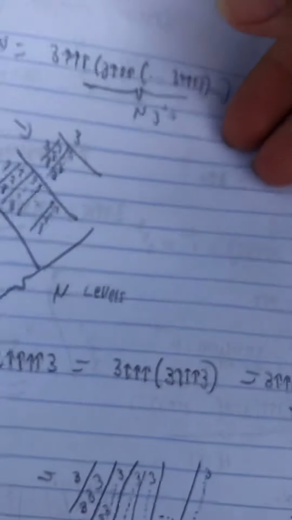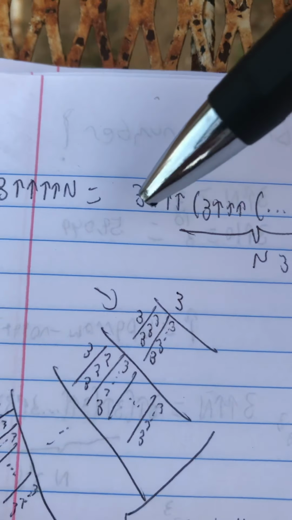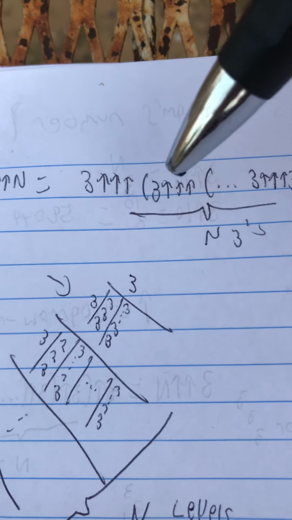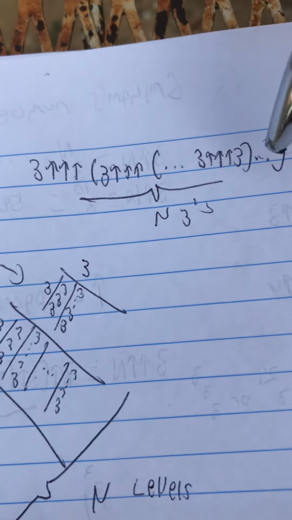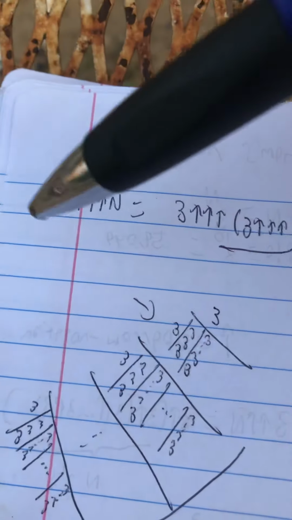So now in the next one, 3 4 arrow n equals 3 triple arrow of 3 triple arrow of, with n entries of repeated pentation. So this is hexation.